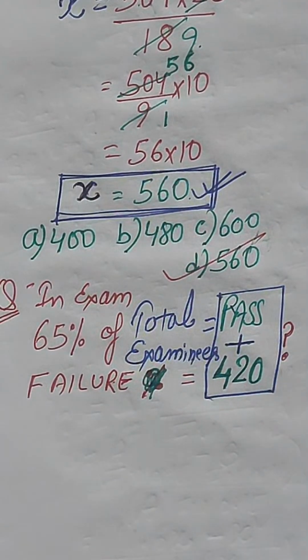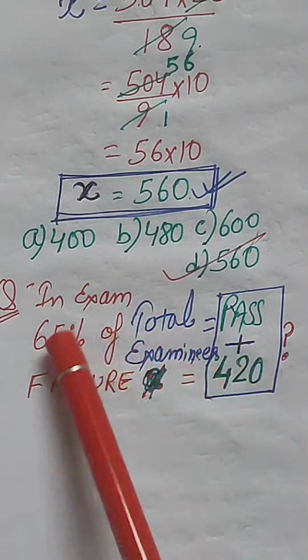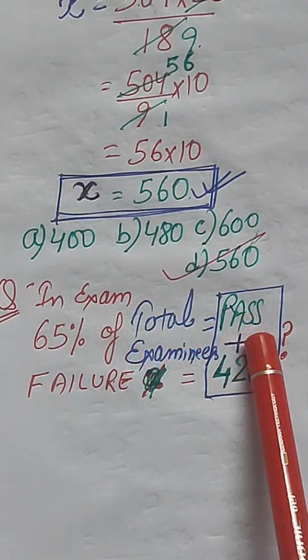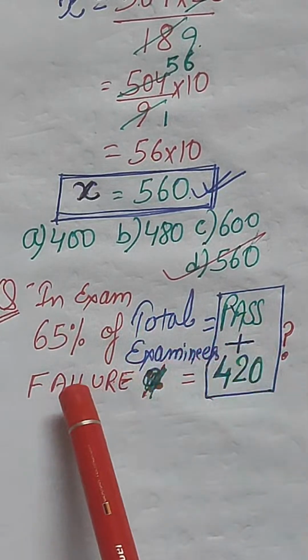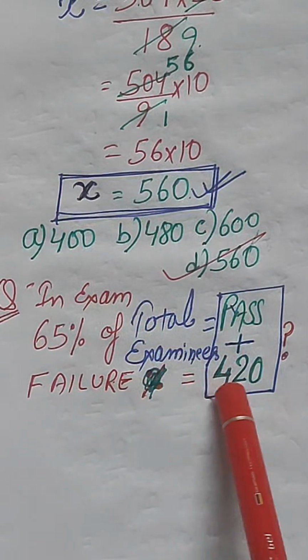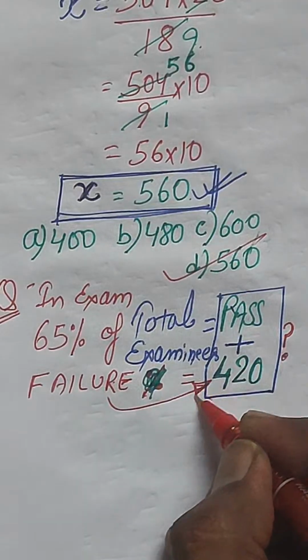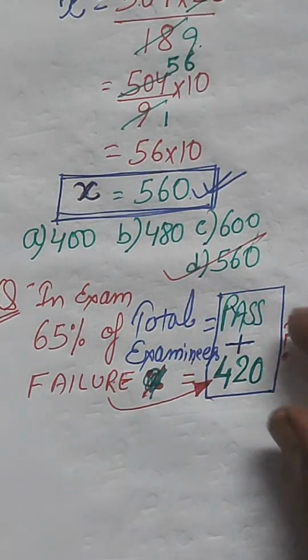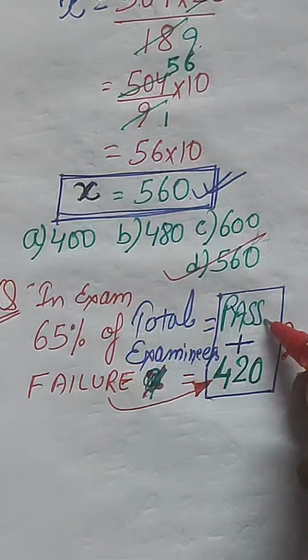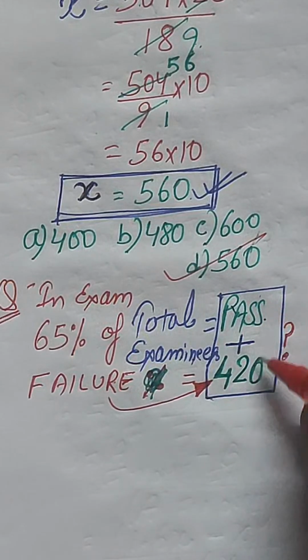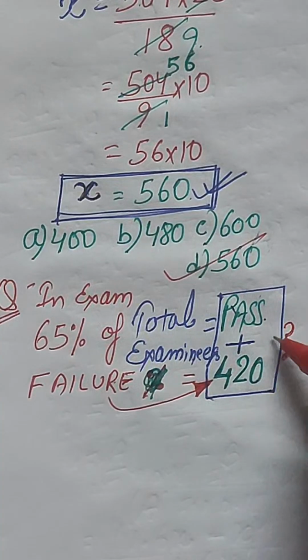Let me read out the question. In an examination, 65% of the total examinees passed. Here what we have written, 65% of total examinees is equal to pass. And the number of failures is 420. The failure count is 420, you can see. Now what is the total? That means all the pass students and all the failure students, all count need to be added. This will give you the final count.